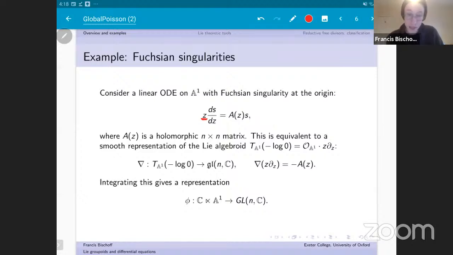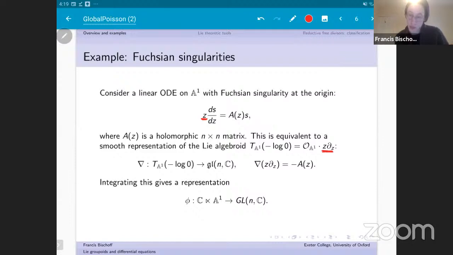What this means is that the solutions are possibly going to have a singularity at the origin, and as a result, they could also be multi-valued on the complement. So the main observation here is that such a differential equation is equivalent to a smooth representation of a Lie algebroid, which is rank 1. It's generated by this vector field.